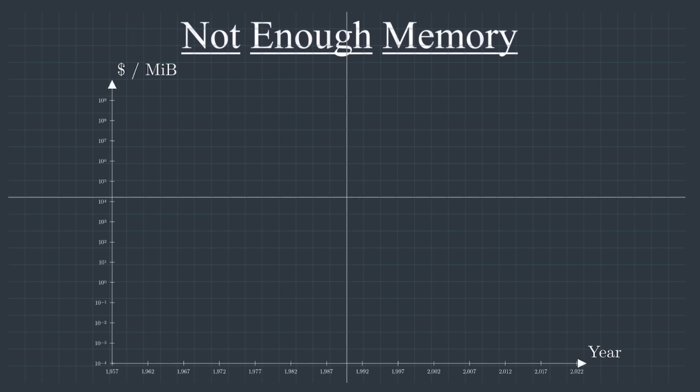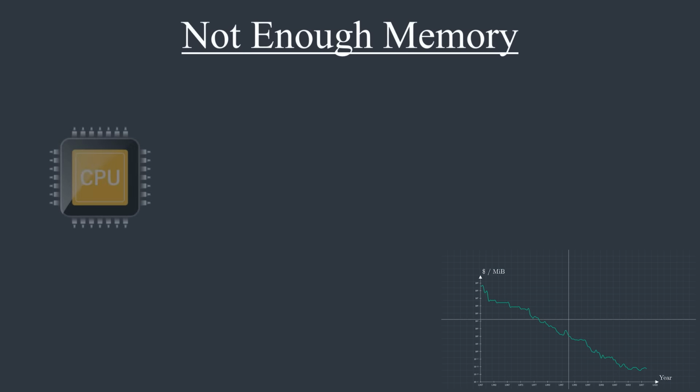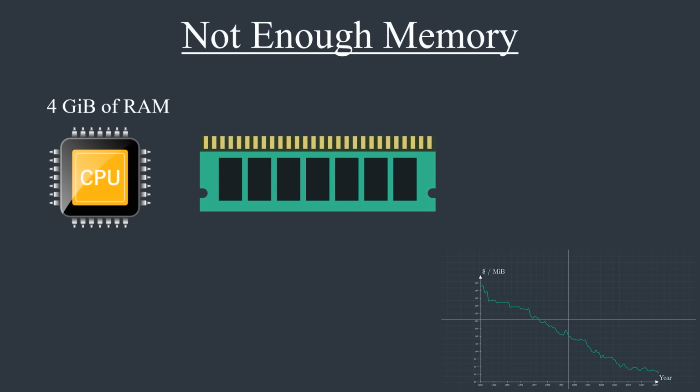In the old days, computer memory was expensive and computers didn't have as much RAM as today. For instance, most CPUs could support up to 4 GB of RAM, but it was common for computers to have only 1 GB of RAM, or even less.